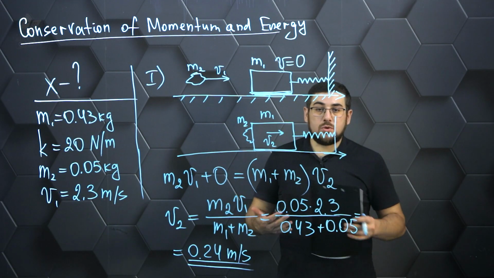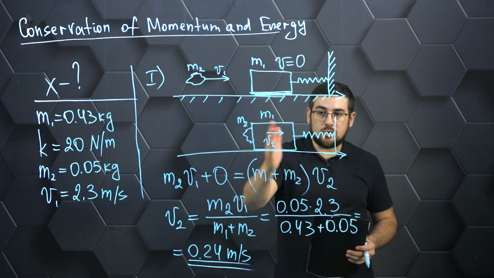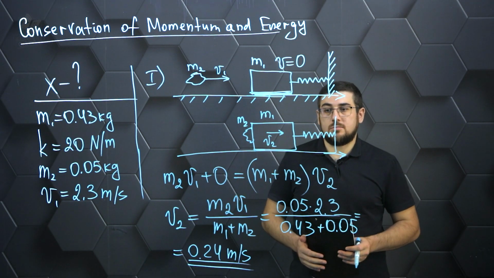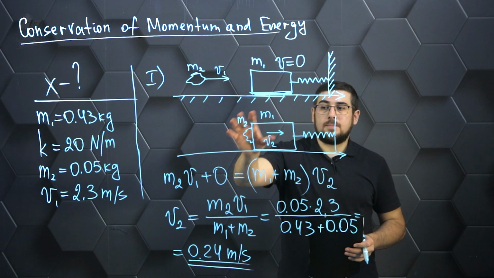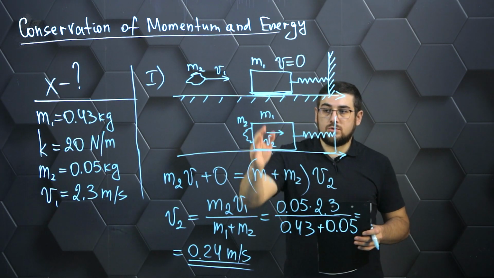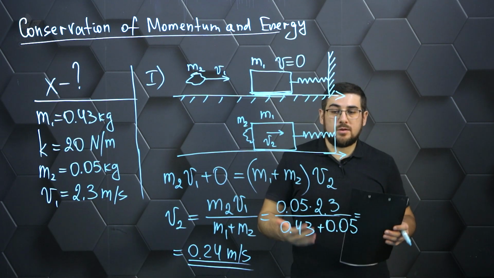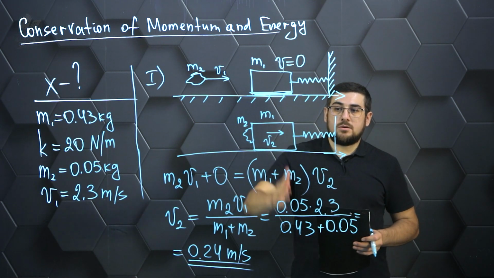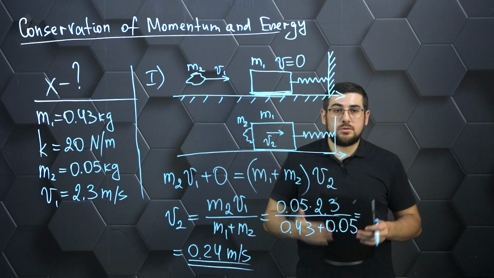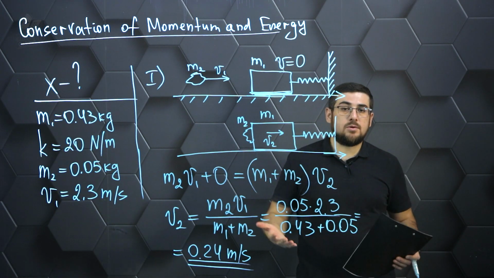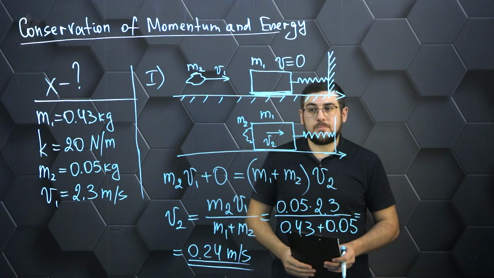Now, in order to determine how much the spring has compressed after the bar has started to move, we can use the law of conservation of energy, because now the kinetic energy of this system of these two bodies will be converted into the potential energy of the deformation of this spring. And at the moment of maximum compression of this spring, completely all the kinetic energy will be converted into potential energy. This is what the law of conservation of energy tells us.